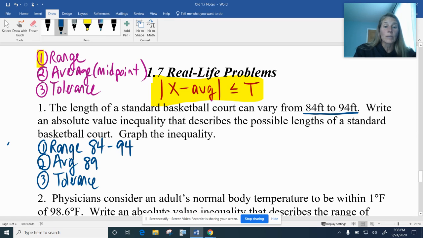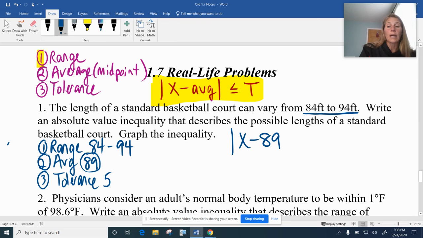it says write an absolute value inequality that describes the possible lengths of a standard basketball court. Now, the tolerance is how far away the average is from each of those numbers in your range. So how far away was the 89 from the 84 and from the 94? It was 5 feet away. So now to write it, I'm going to use this little formula highlighted at the top. |x minus the average, which is 89| is less than or equal to my tolerance of 5.